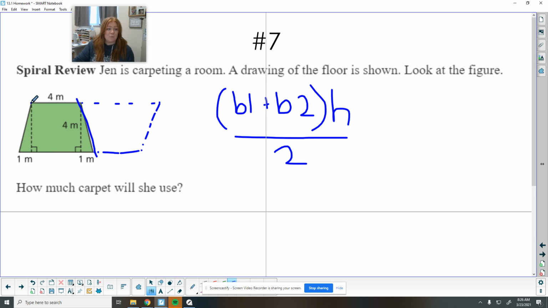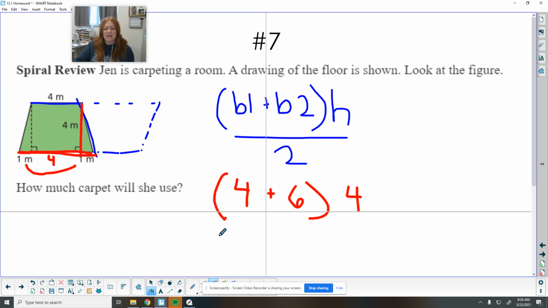So base 1, the top here, is 4. And then base 2 here, we know this part is 4. This part is 1. And this part is 1. 4 plus 1 plus 1 is 6. So base 1 is 4. Base 2 is 6. The height, straight up and down, connecting the bases, is 4. And then we'll cut it in half. And that will tell us how much carpet she needs to buy.